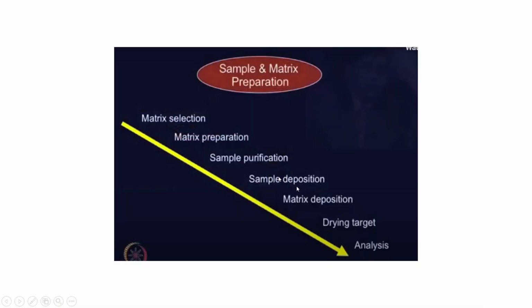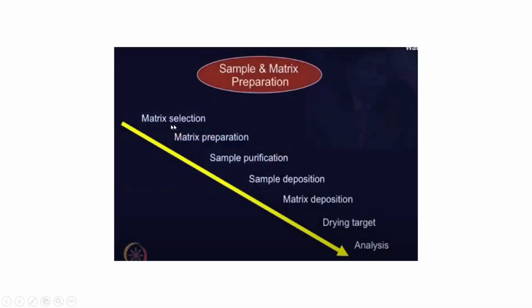So this is the whole sample preparation the MALDI technique requires. You require matrix selection. You do the matrix preparation. You will do the sample purification initially, that is in-gel digestion. Once you have the sample, you'll mix the matrix and sample together. Once you mix that, you will deposit those samples on the plate. After deposition, you will dry the plate, and once you dry the plate, you will add that specific plate into the MALDI-TOF instrument and do the analysis.